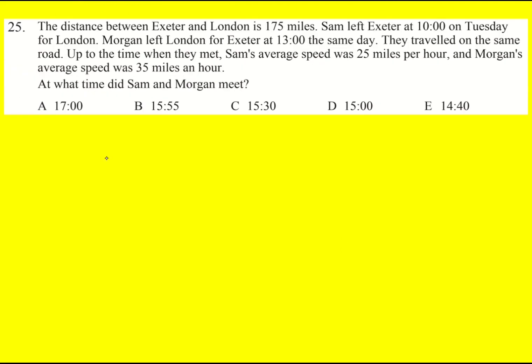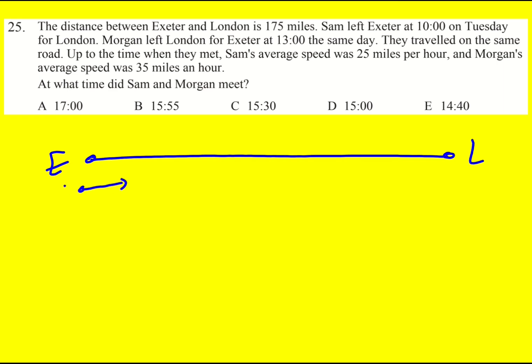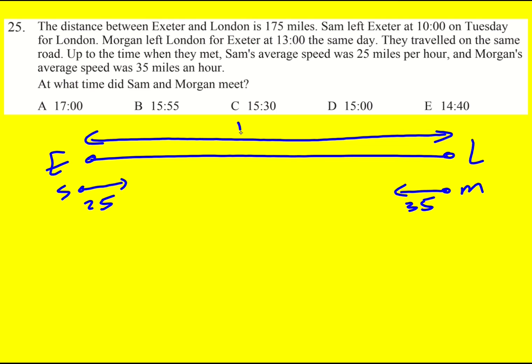So the way I did it is I set out in exactly the same way. So I've got X to London. We've got Sam here getting 25. We've got Morgan here going 35 miles per hour. And the whole amount is 175. So I didn't consider the first 3 hours. I just dealt with the clocks in a slightly different way, which I'll explain in a minute.